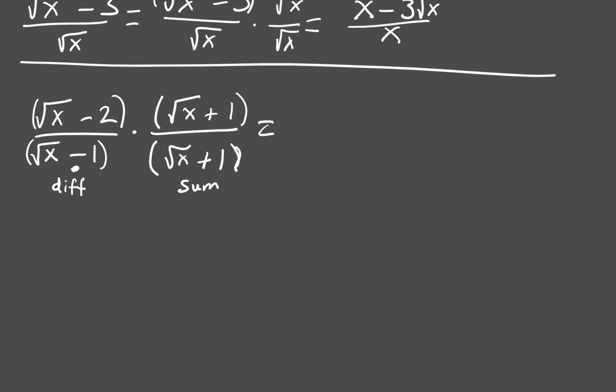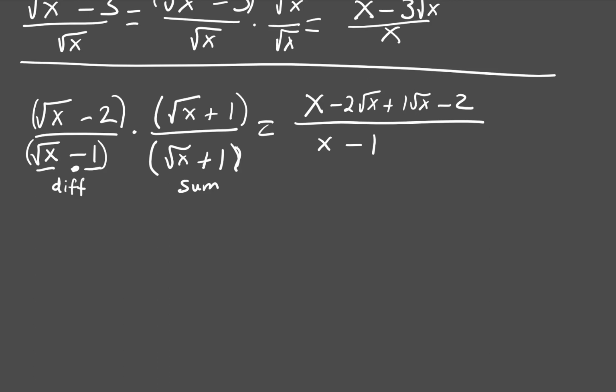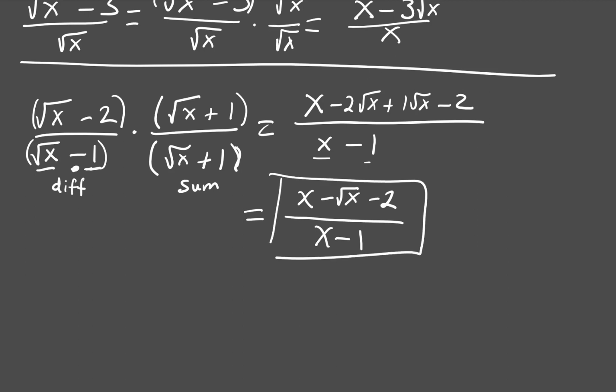Okay, let's FOIL these guys out. Square root of x times the square root of x is x. I've got a minus 2 square roots of x plus 1 square root of x, and I've got a minus 2 on the top from the FOILing. As a difference of squares, this is going to be an x minus 1, right? So if I practice my difference of squares, I take this thing squared minus this thing squared. So the square root of x squared is x. The square root of 1 squared is 1. So I get that as my difference of squares. I can combine like terms on the top. I've got x minus the square root of x minus 2 when I combine like terms on the top, and I've got this x minus 1 on the bottom. So that's rationalizing denominators.